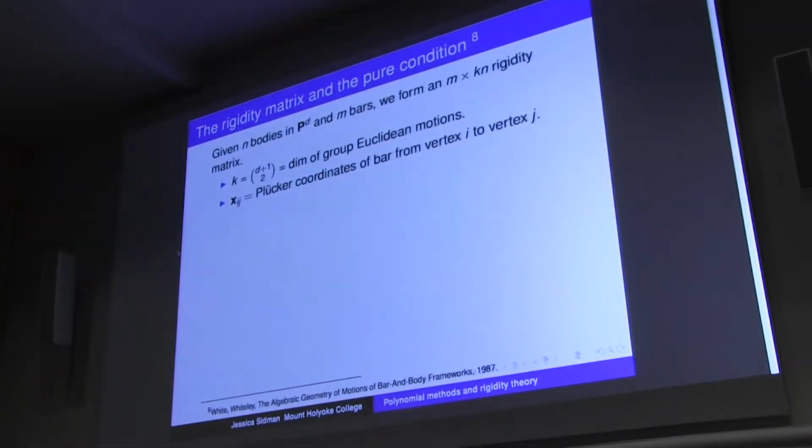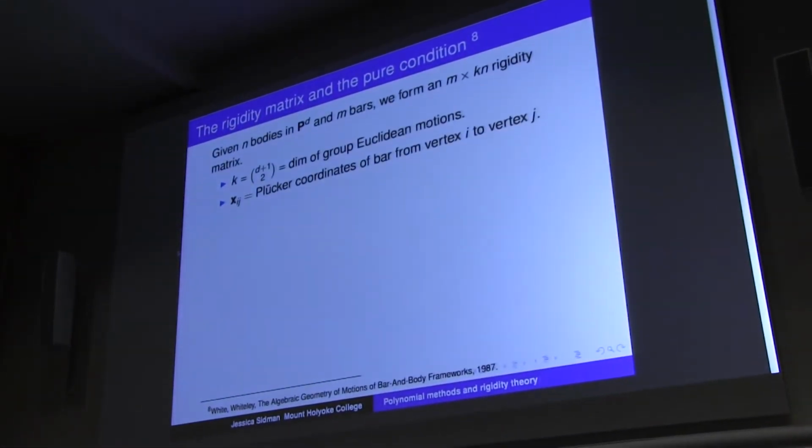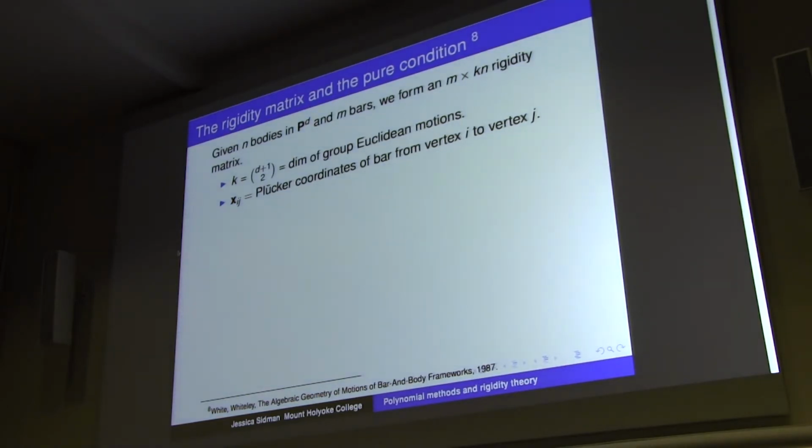But what will make sense to us, because most of us have algebraic background, is that the thing that's going to take the place of xi minus xj, in this case, are going to be the Plücker coordinates of the line that goes along the bar, joining vertex i to vertex j. So here my xij's in this part of the talk are going to be Plücker coordinates. Okay?